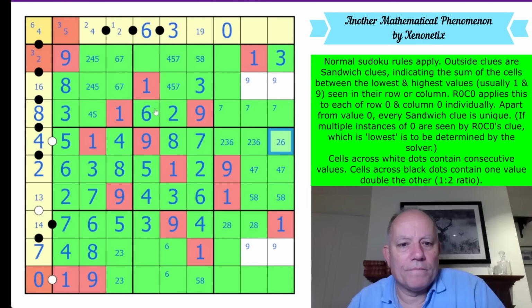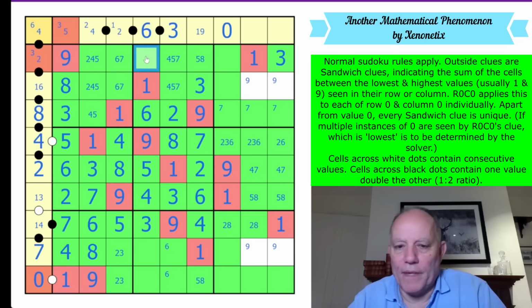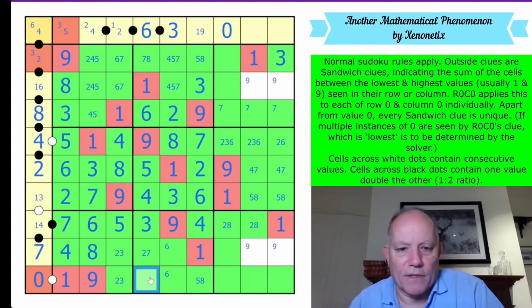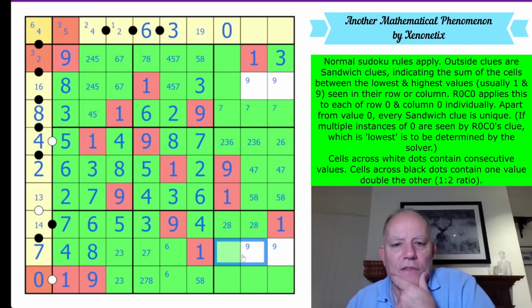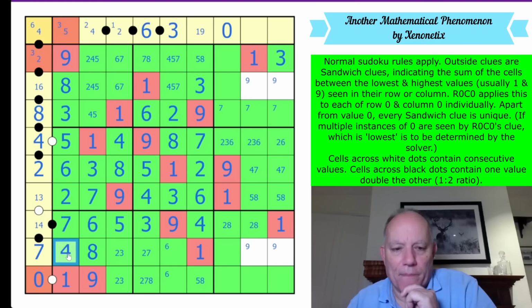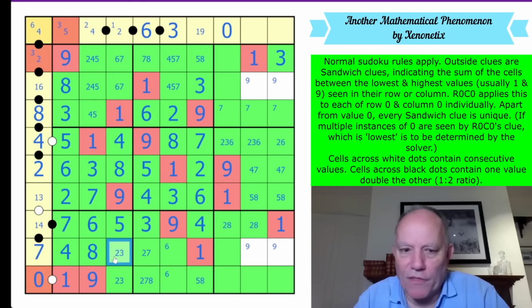Right. 2, 8, 7 in this column. That one can't be a 2. One of these must be a 2. That's 2 or 7. 2, 7, 8. Right. Now, this is either a single 7 sandwich or a 4, 3 pair, now impossible, or a 2, 5 pair. If it's a single 7, that's a 2 and that's a 3. If it's a 2, 5 pair, that's a 3 again. So that is definitely a 3. This is 2 and that isn't.